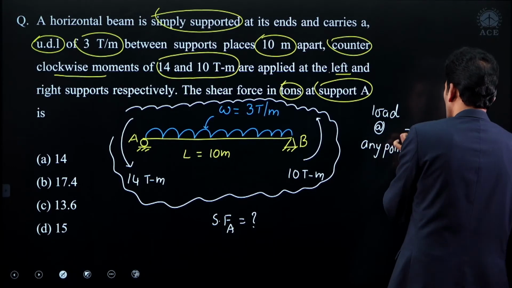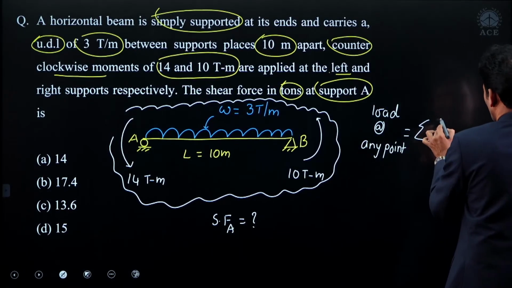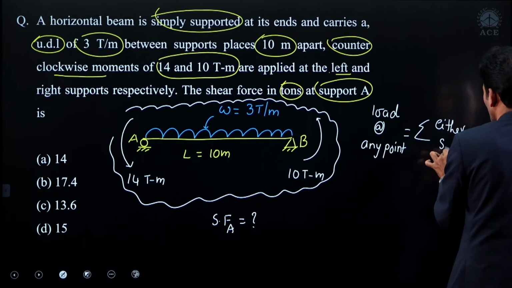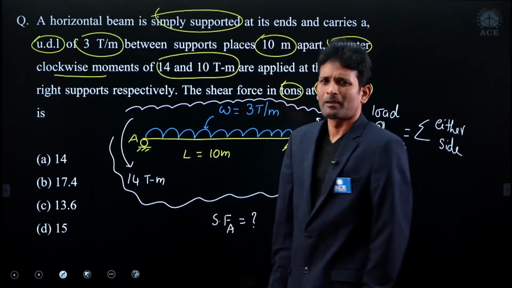It should be equal to the algebraic sum of all the forces on either side. Either the left hand side of your section or the right hand side of your section. The same thing I can apply it here.